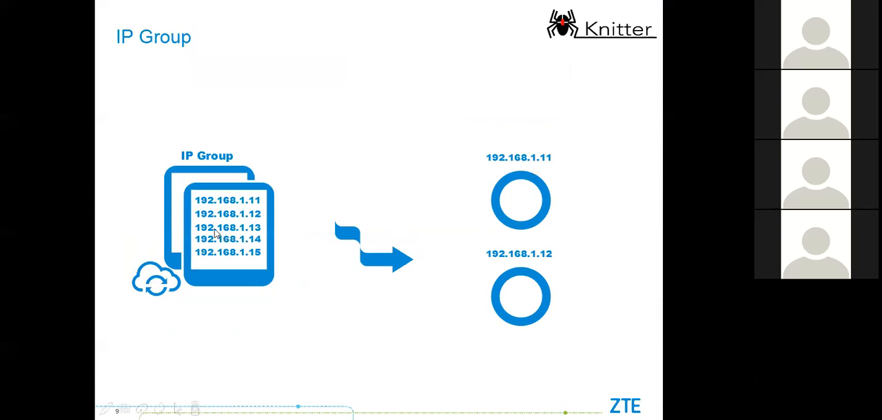For example, we have an IP group with 5 IP addresses, and we have 2 pods. They reference the IP group, which means they want to get an IP address from that IP group. Then after the pods are created, Nitor will allocate one IP for each pod from the IP group.